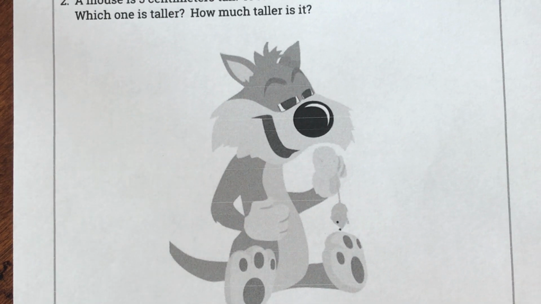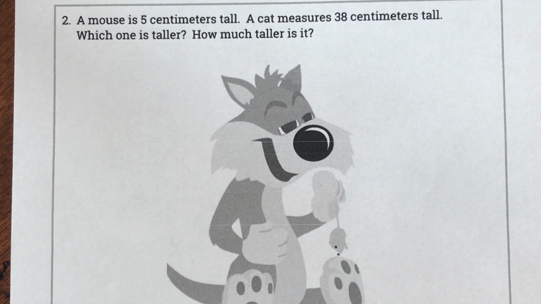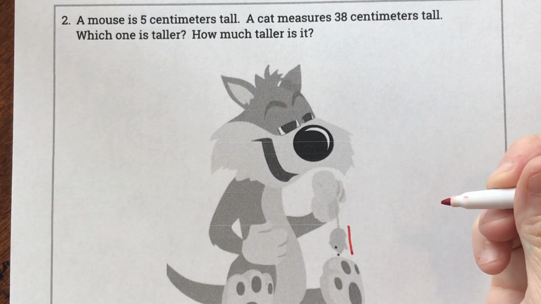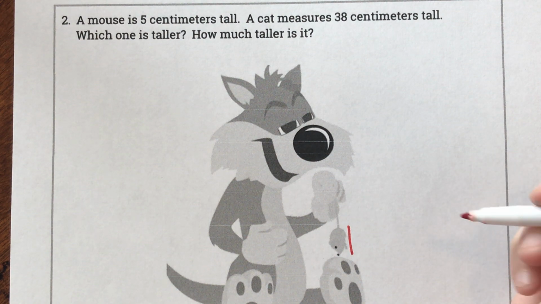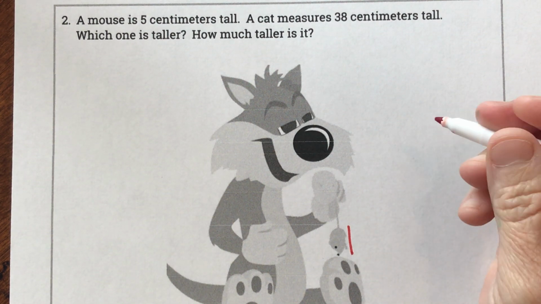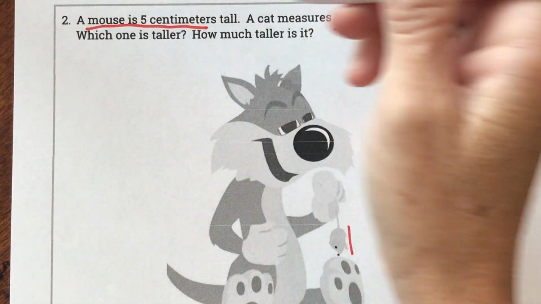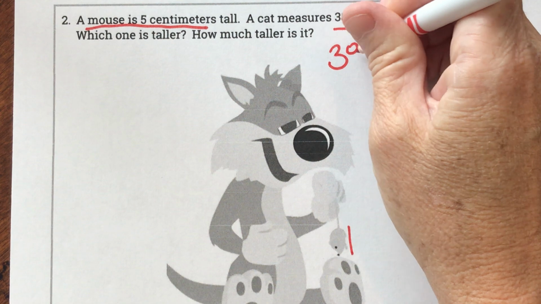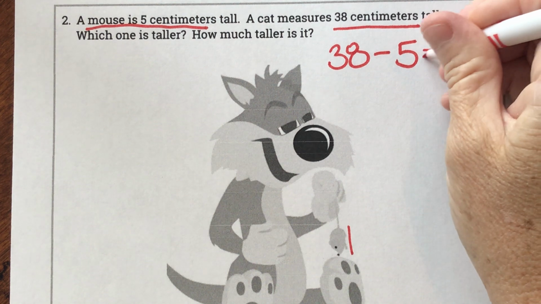Here's my next one. This one says, a mouse is 5 centimeters tall. A cat, and here's my little mouse right here. A cat measures 38 centimeters tall. Which one is taller and how much taller is it? Well, I think we all can say that the cat is taller. But how much taller is it? Okay, so my cat is 38 centimeters and my mouse is 5. So when I subtract, I put the larger number first, take away the smaller number. Okay, so here's my problem.